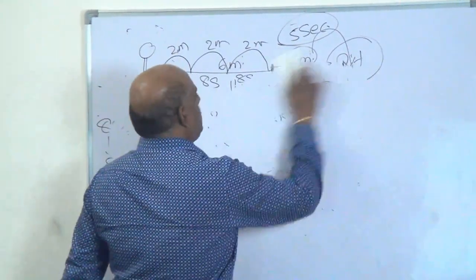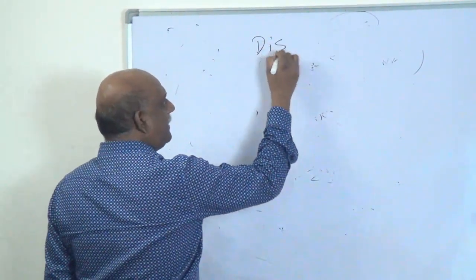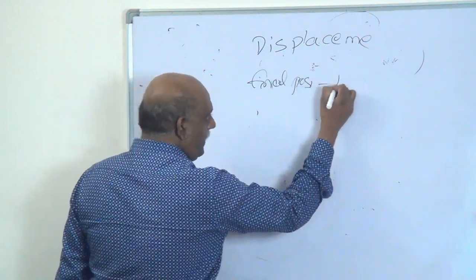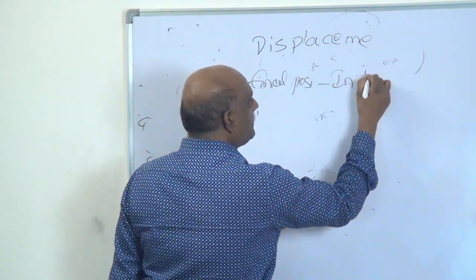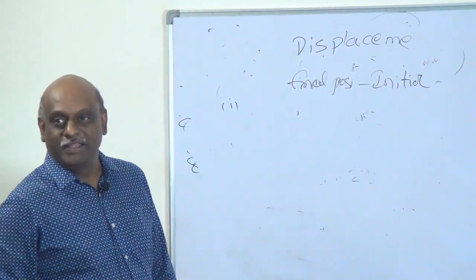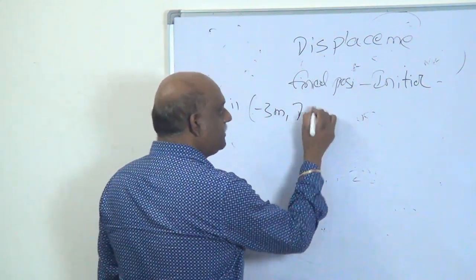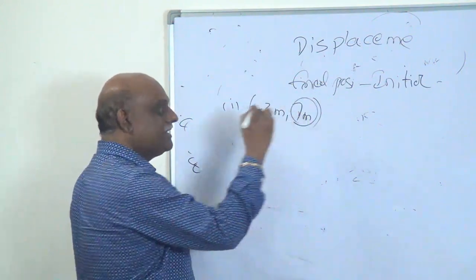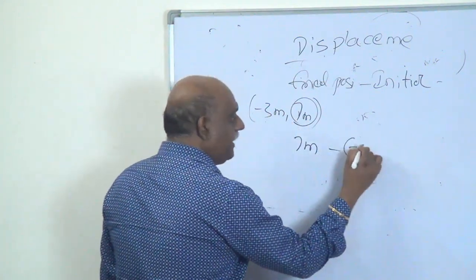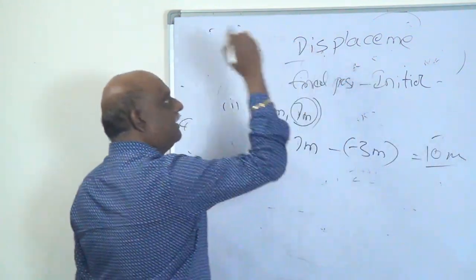So what is displacement? What is displacement? Displacement hota hai, bhulna mat, final position minus initial position is called displacement. Tension nahi hai. First situation, the coordinates of the person are minus 3 meters and 7 meters. Final position kya hai? 7 meters hai. So displacement kya hai yahan? 7 meters minus of minus 3 meters. Minus into minus plus. Isliye 10 meters is the displacement.